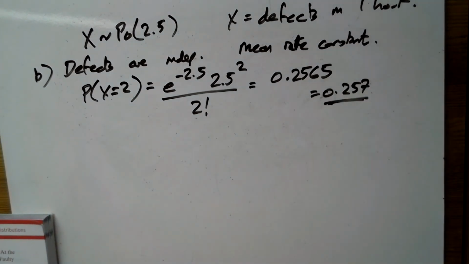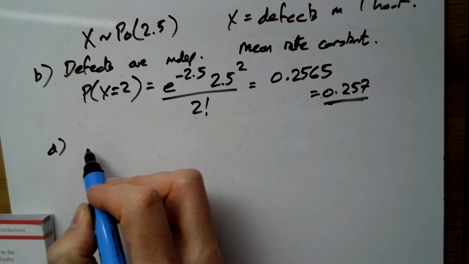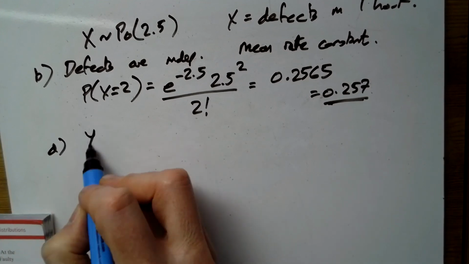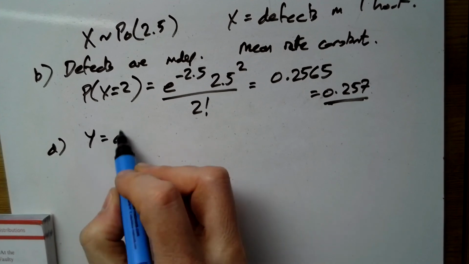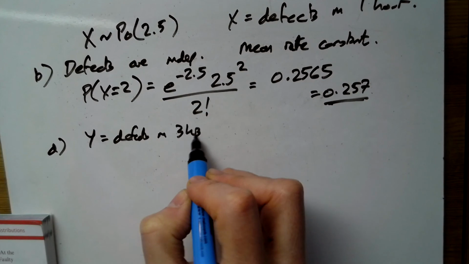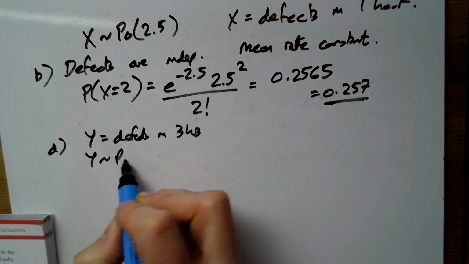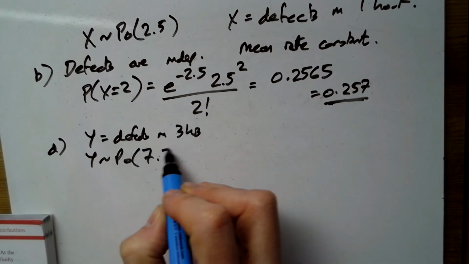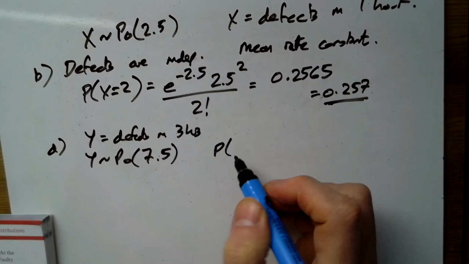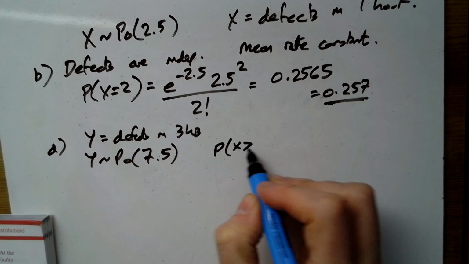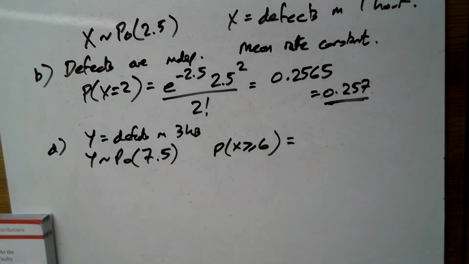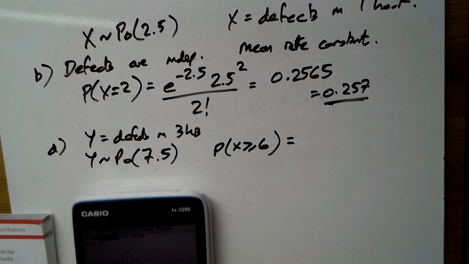Part D. Find the probability in a 3-hour period. So let's go Y equals defects in 3 hours. And that means Y is a Poisson. The mean in 3 hours is 7.5, isn't it? 3 times that. And we want the probability of at least 6, so greater than or equal to 6. And we'll just grab the calculator to do that one.